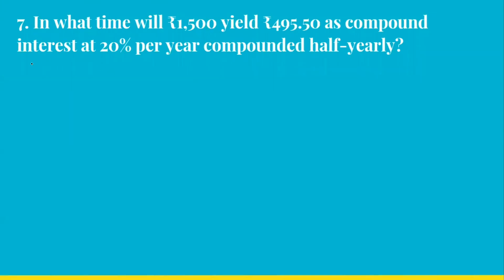So at what time? So we need to find the period here. In what time will rupees 1,500 yield an interest? So principal is given as rupees 1,500. The compound interest is rupees 495 and 50 paisa. The rate of interest is 20% per annum compounded half yearly. So let us first find the amount because we know the principal and interest.